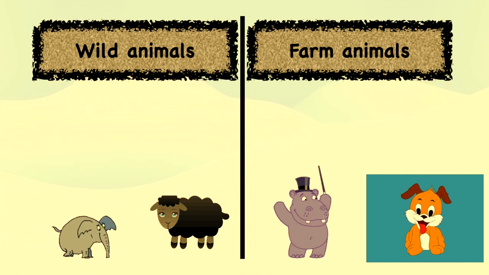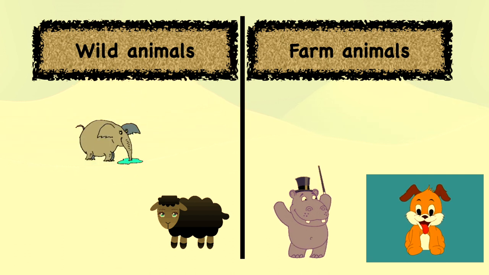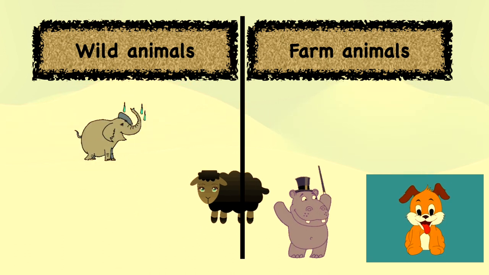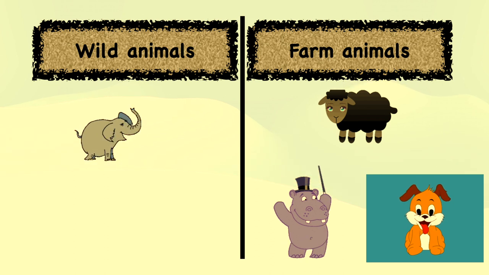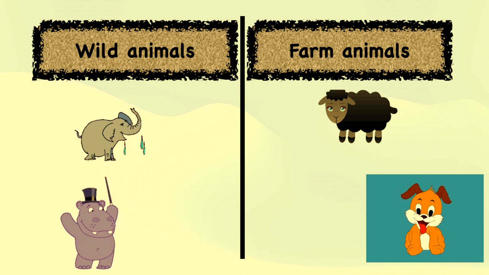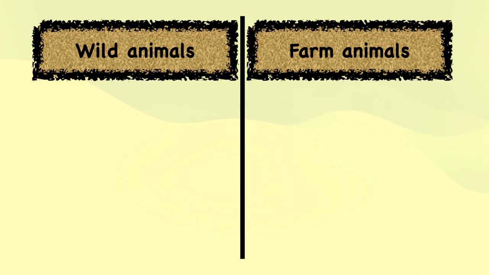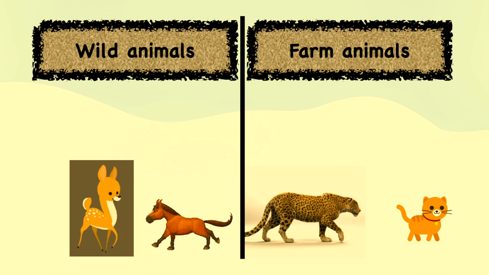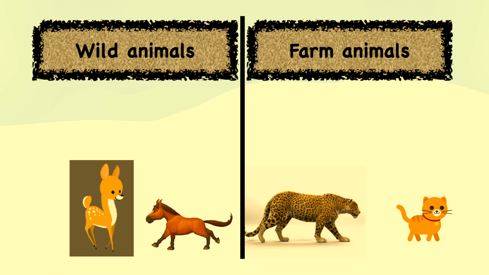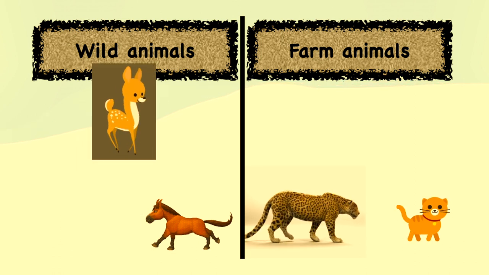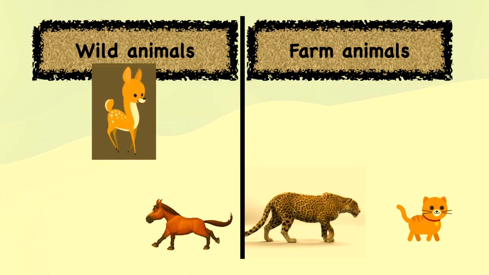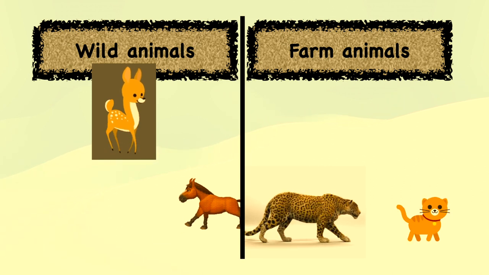Elephant. Elephant is a wild animal. Yes, it will go in the wild animal. Sheep is a farm animal. So we have kept sheep in a farm animal. Hippopotamus is a wild animal and dog is a farm animal. Help me to put these animals in the correct column. Deer is a wild animal. Yes, horse. Horse is a farm animal.